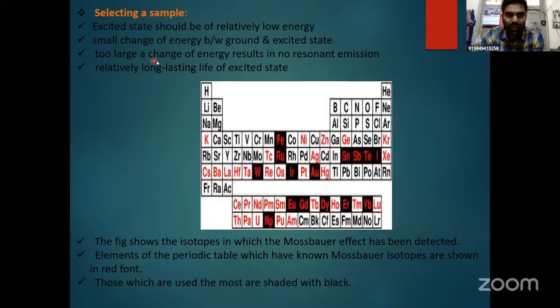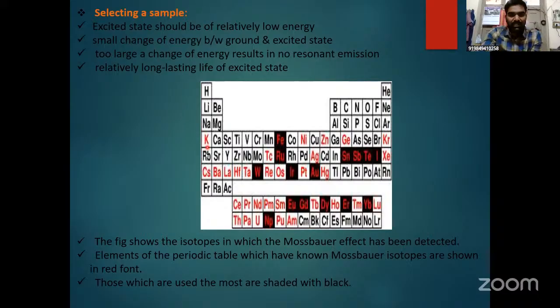Too large a change of energy results in no resonant emission. If there is too large an energy change, there will be no resonant emission. Also, the excited state must have a relatively long-lasting life.